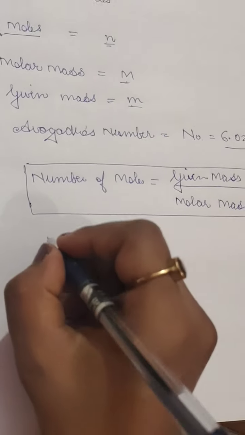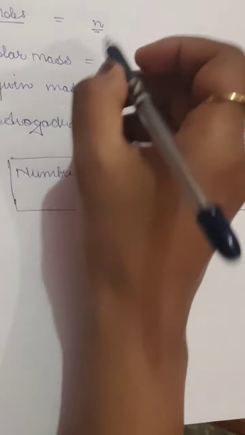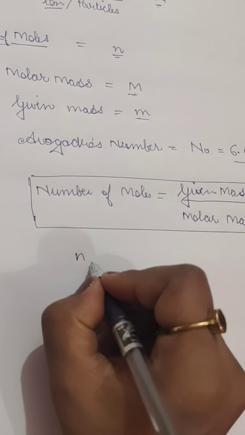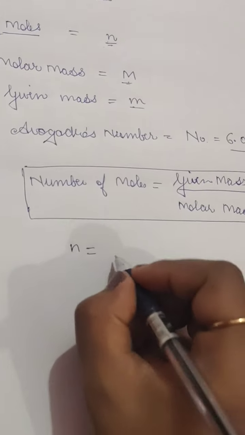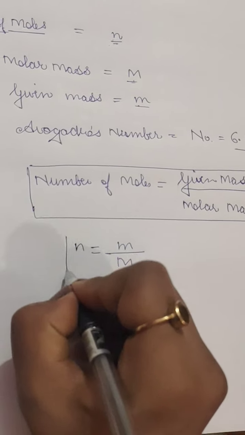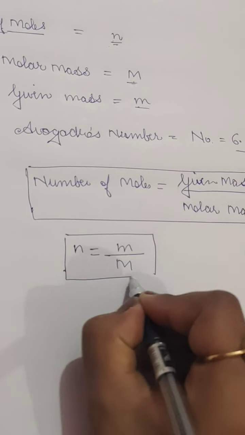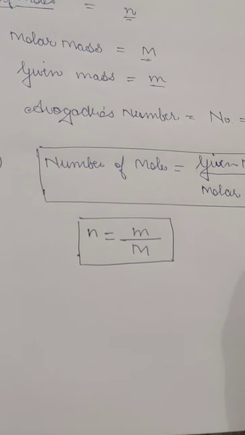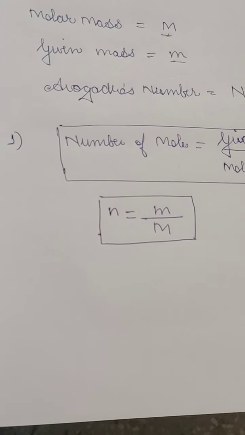The symbol for number of moles is small n, so the formula is small n equals small m, the given mass, upon capital M, the molar mass. So this is formula number 1. That means n equals small m upon capital M.